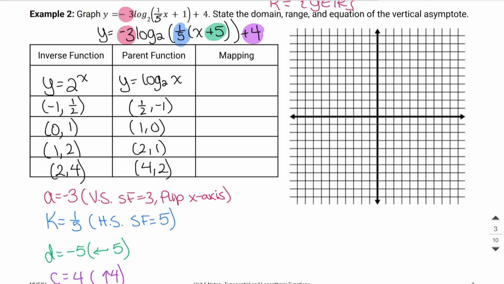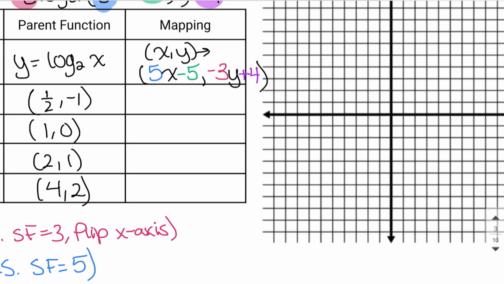Okay, so based on that, my mapping rule is going to be (x, y) turns into, first thing I use is 1/k. If k is 1/5, then 1/k is just going to be 5. I do the reciprocal of it. So this is going to be 5x, and then plus d, which is -5. Then I do ay, and we know that a value is -3, so I'm going to say -3y, and then plus c, which is 4. And now I can apply that to all of these points that I have here.